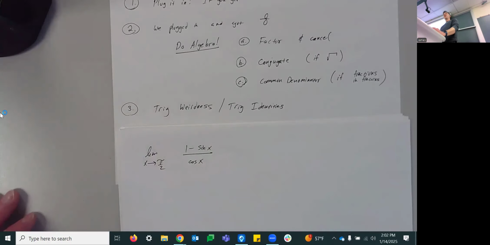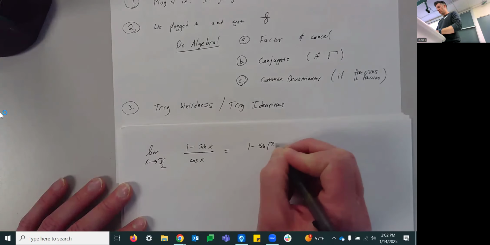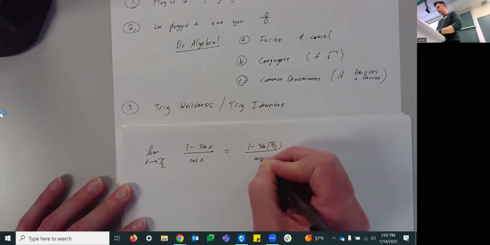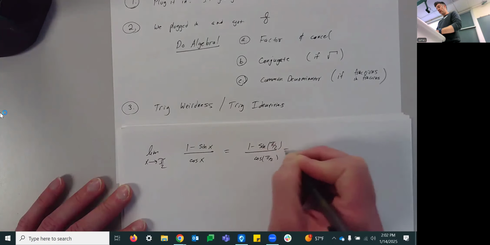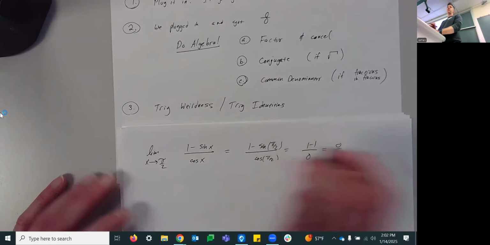All right, let's see what we get if we plug it in. It's always good to check. Especially in class, it's a really good bet that the limit's going to be a 0/0, but it's still good to check. So we plug it in, we get 1 minus sine of pi over 2 divided by cosine of pi over 2. Sine of pi over 2 is equal to 1. Cosine of pi over 2 is equal to 0. So it is 0 divided by 0.